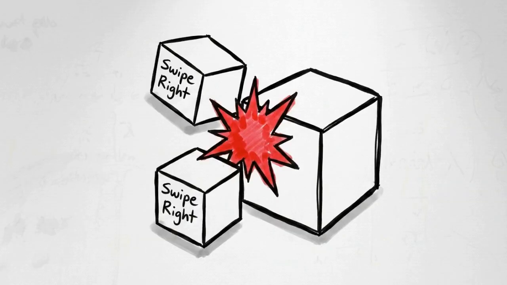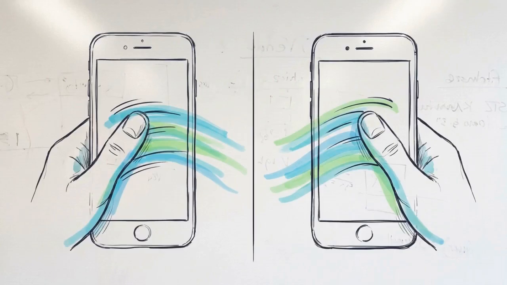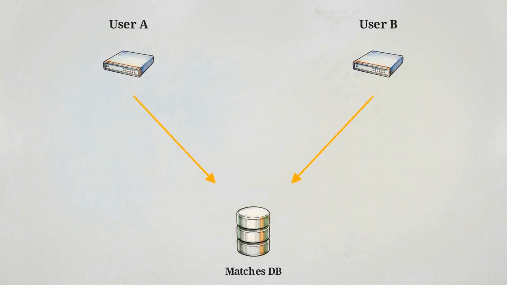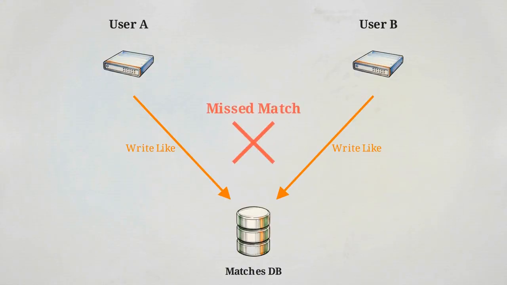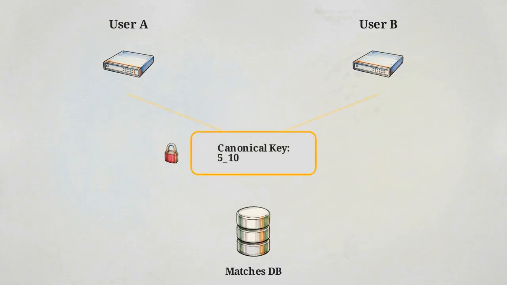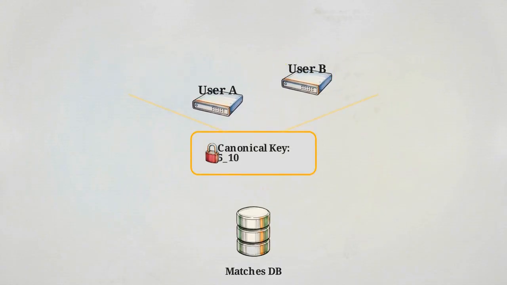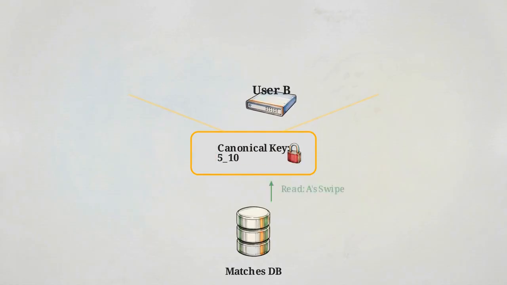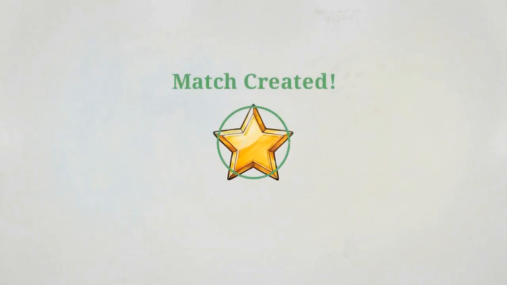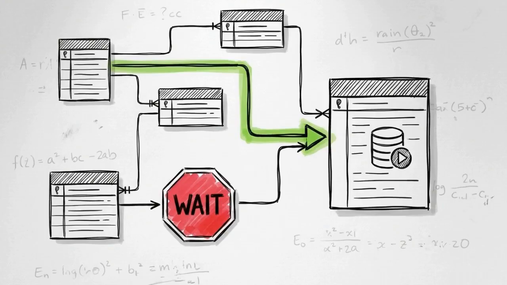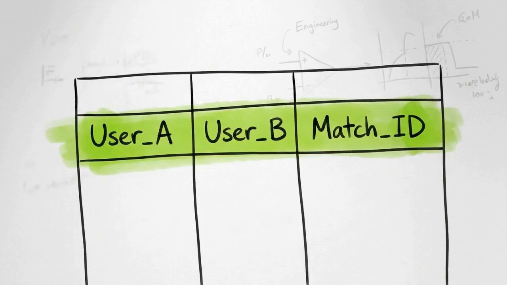The system must account for a specific distributed systems race condition, user A and user B swiping right on each other at the exact same millisecond. Concurrent workers checking simultaneously see empty states. Mutual likes are recorded, but zero matches. To fix this, workers use a canonical pairing key for a pessimistic row-level lock. Transaction A locks and writes. Transaction B waits, reads A's swipe, and safely creates the match. Pessimistic locking creates a tiny bottleneck, but it is a non-negotiable safeguard. It guarantees exactly-once match creation, protecting the core value proposition of the entire platform.